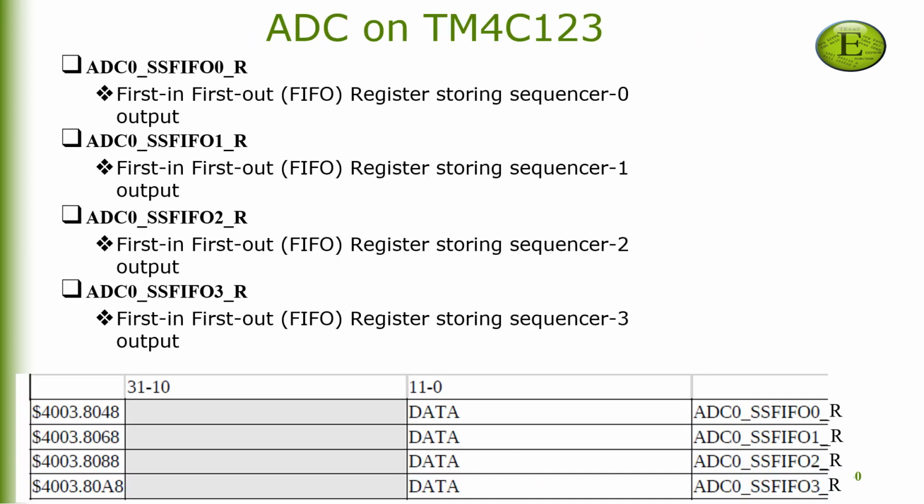And finally, we have 4 FIFO buffers, or FIFO registers, for the 4 different sample sequencers, 0, 1, 2, and 3. Because the output of the ADC is only 12 bits long, we are going to utilize the least significant 12 bits of each FIFO register. We discussed in detail how to read data from the FIFO register. You can always refer to the slides on FIFO registers that we discussed earlier for more details.